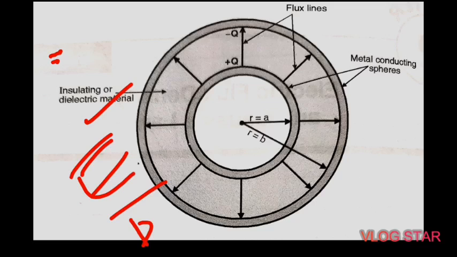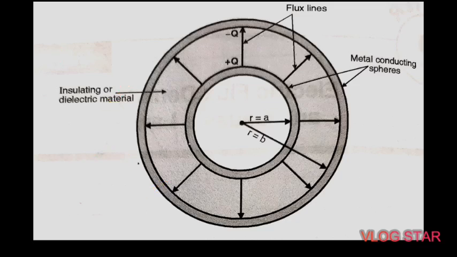To understand this concept of electric flux, we will study Faraday's experiment with the concentric spheres. Here consider one concentric sphere having a radius a. This sphere consists of a charge plus Q. Then this sphere is placed in another sphere which has radius r equal to b, which can be shown in this figure.